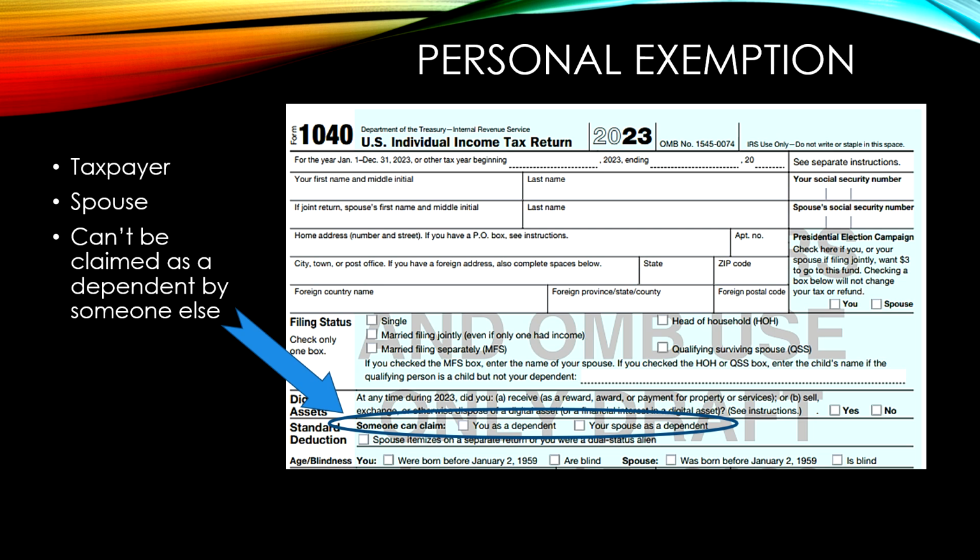If the taxpayer and/or spouse can be claimed by somebody else as a dependent, they would not be able to claim the personal exemption. You can see here on the Form 1040 where the box would be checked if that were the case. This is important because if you remember, a dependent taxpayer has a different filing requirement and standard deduction amount than a non-dependent. And, as we will cover again later, a dependent cannot claim another person as a dependent.